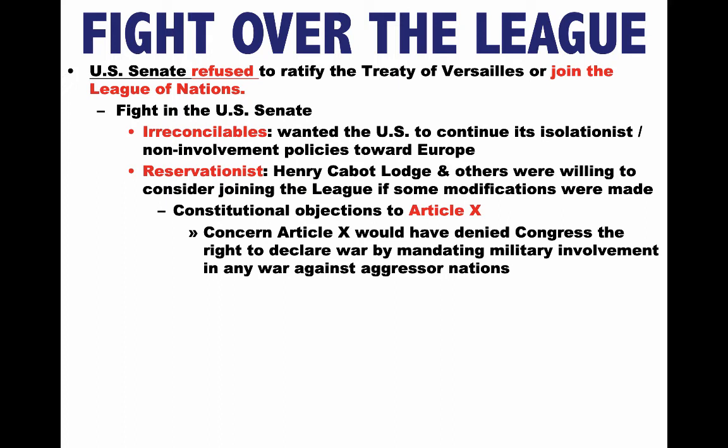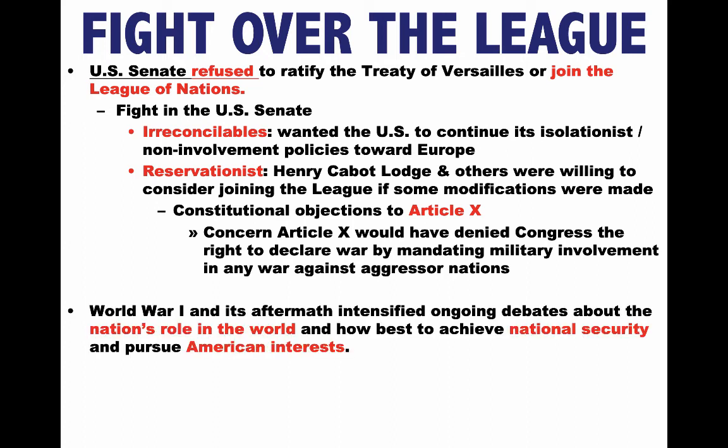What this meant was they feared the League would force the US to deal with foreign issues around the world and take away some of the autonomy of the United States Congress. As a result of these concerns and Wilson's unwillingness to compromise, both the Treaty of Versailles and the US joining the League of Nations was defeated. But World War I and its aftermath intensified ongoing debates about the nation's role in the world and how best to achieve national security and pursue American interest.